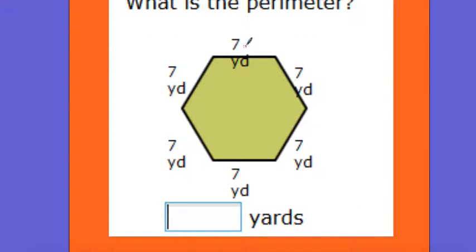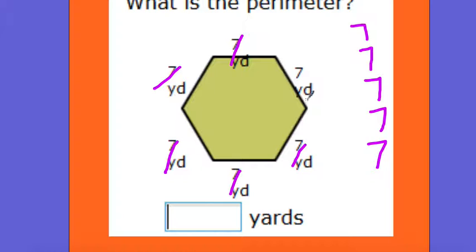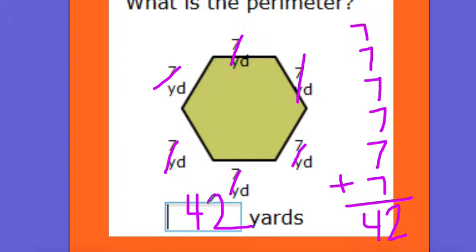All right, let's try this one. This is 7, 7, 7, 7, 7, 7. I've got to make sure I get all the 7s because if I forget one, I won't have the correct perimeter. So I'll do 7 plus 7 plus 7 plus 7 plus 7 plus, oh wait, did I add it? 1, 2, 3, 4, 5, and then my last one, 7. So if I add 7 up 6 times, I'll get 42. So the perimeter of this shape is 42 yards.